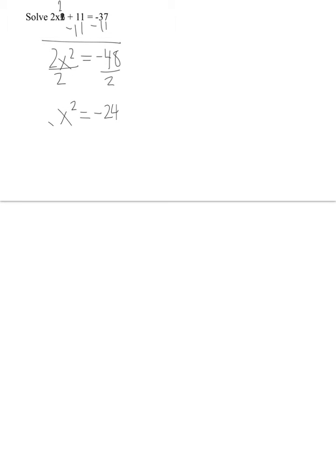And now I'm ready to take the square root of both sides. So I'll have x equal to plus or minus the square root of -24. Now I need to write this in terms of i. So that would just be plus or minus i square root of 24.